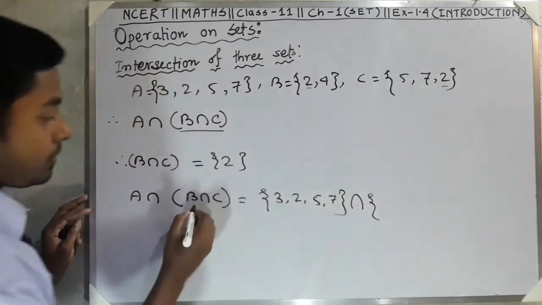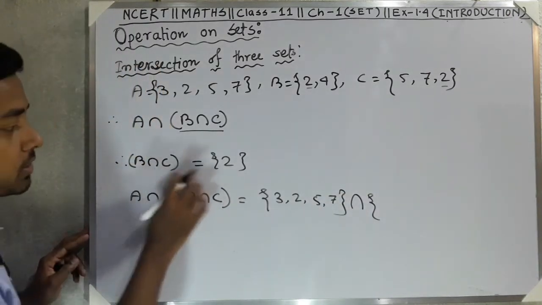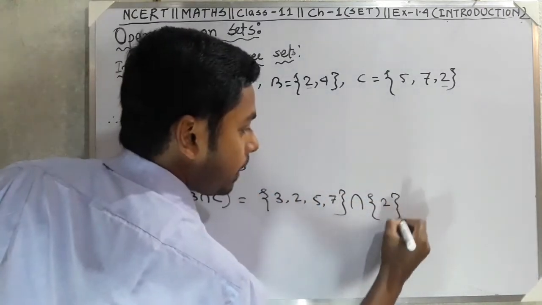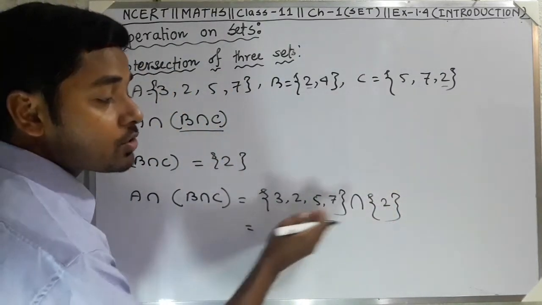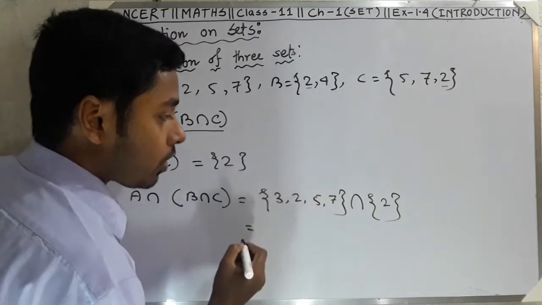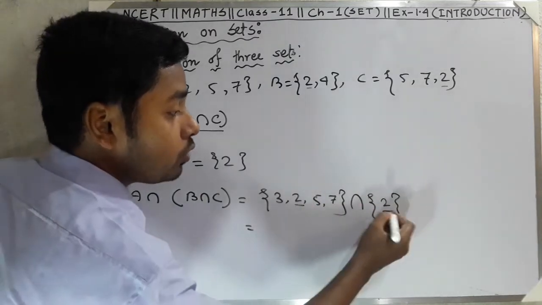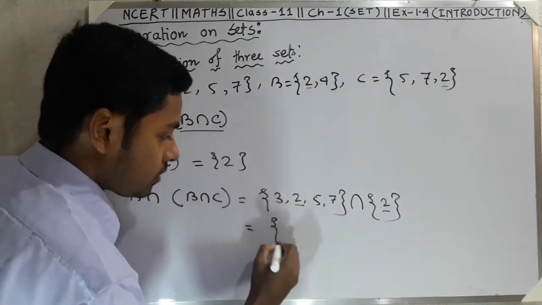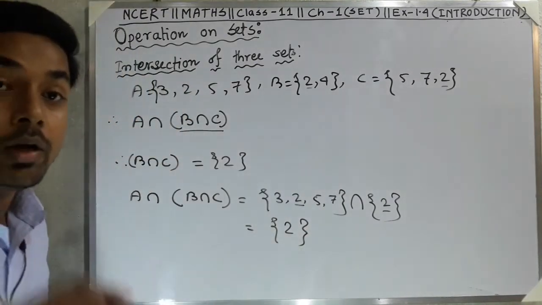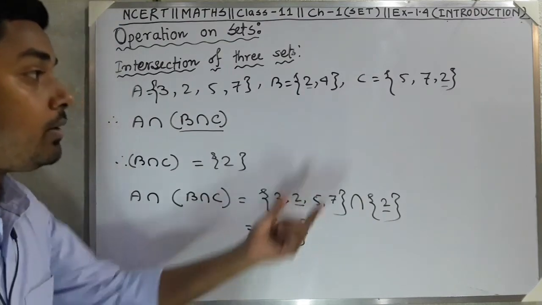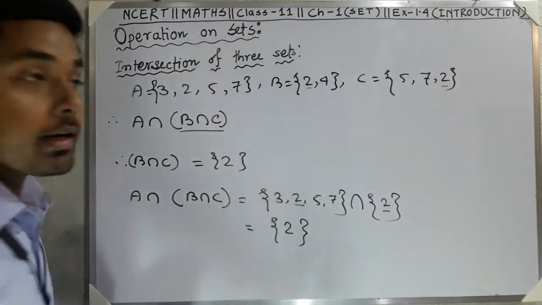Intersection B intersection C, which is equals to the set 2, only a single element. Now we have to find out the common point of these two sets. So what are the common elements? Only 2. 2 is the only common element. So this is the answer. Now how to represent it through Venn diagrams?